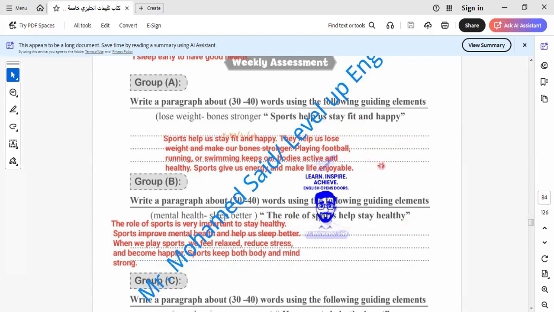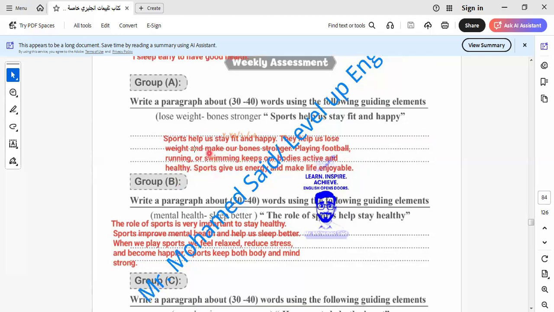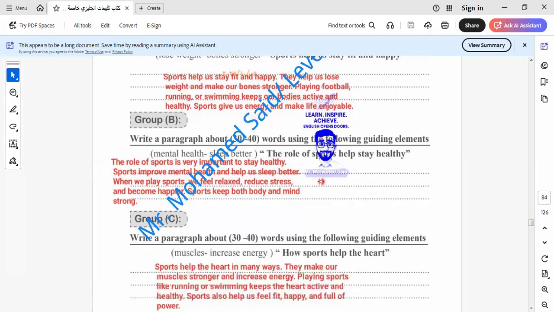I think both paragraphs have the same meaning, so I answer one of them and I will leave the other one for you to read by yourself. Here it is: sports help us stay fit and happy. They help us lose weight and make our bones stronger. Playing football, running, or swimming keeps our bodies active and healthy. Sports give us energy and make life enjoyable.